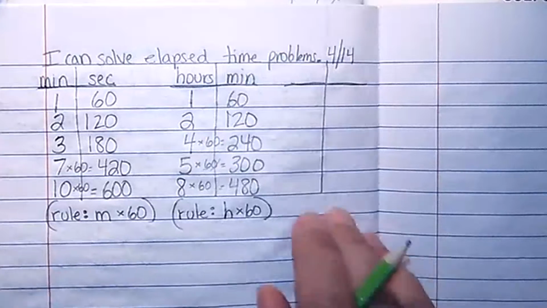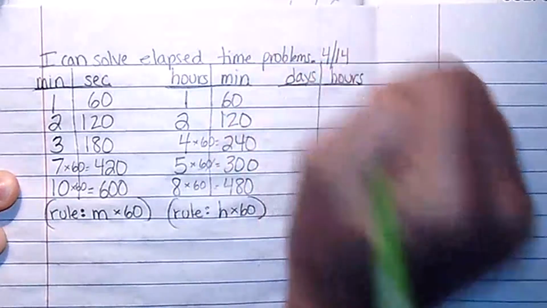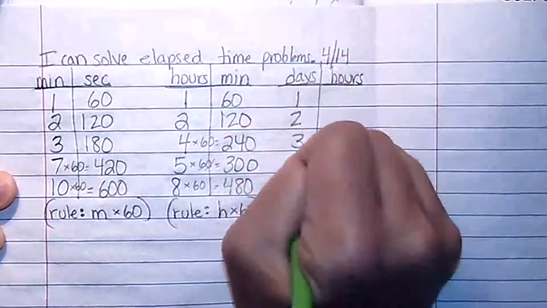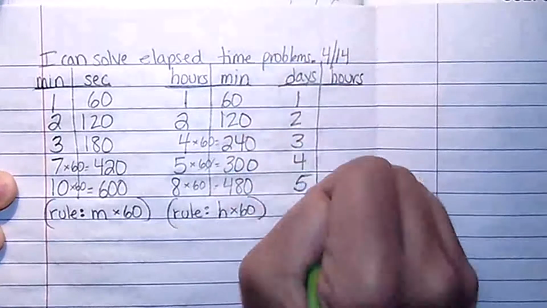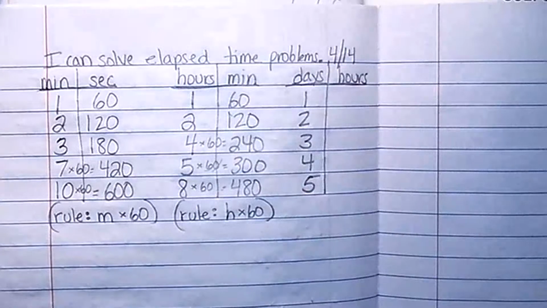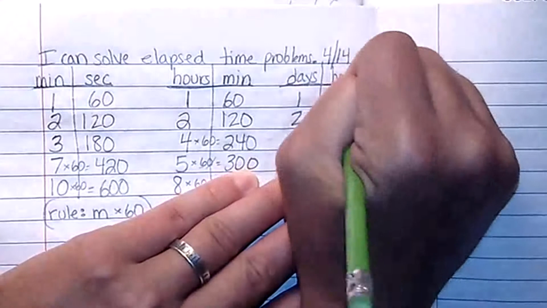Well, let's try one that's a little bit different. This one's going to be days and hours. How many hours are there in one day? I'm sure that some of you know this. One day has 24 hours. Very good. So one day has 24 hours.